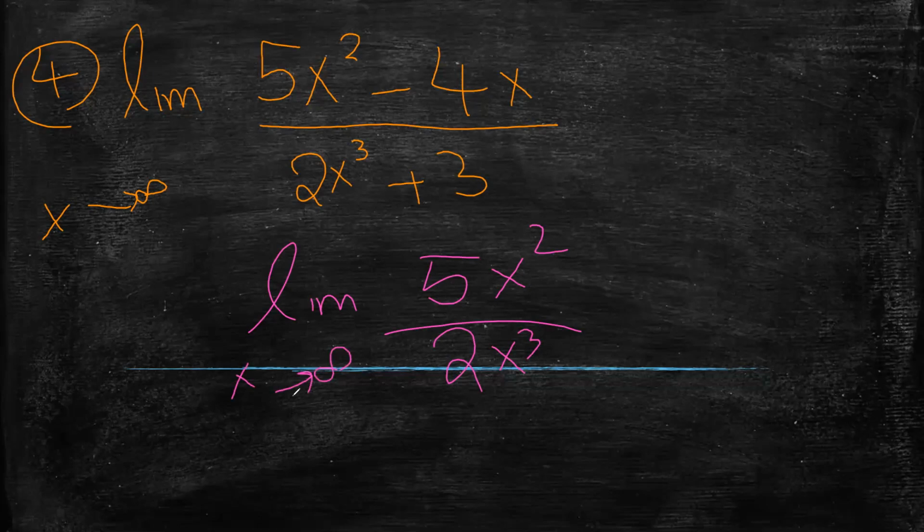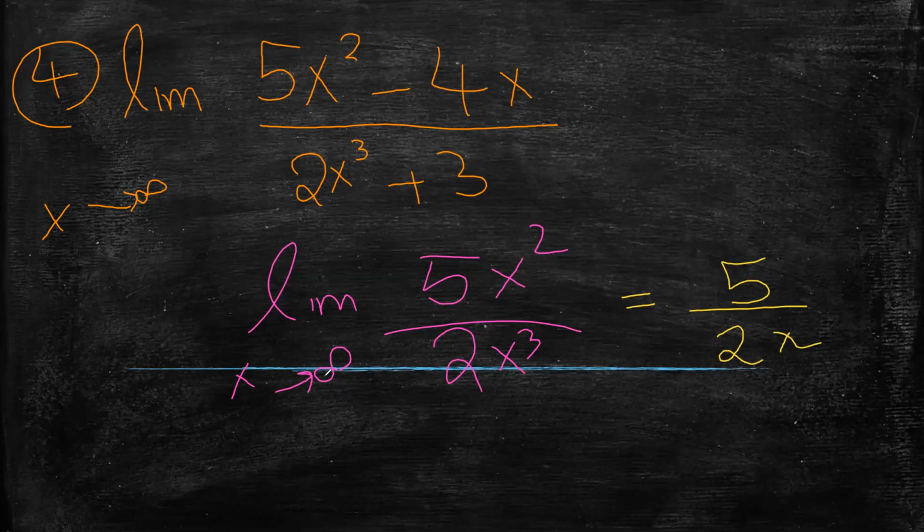Let's simplify them. I will say it is 5 over 2x. Is it right? Yes, teacher. So I'll say it is limit of 5 over 2x when x approaches infinity.